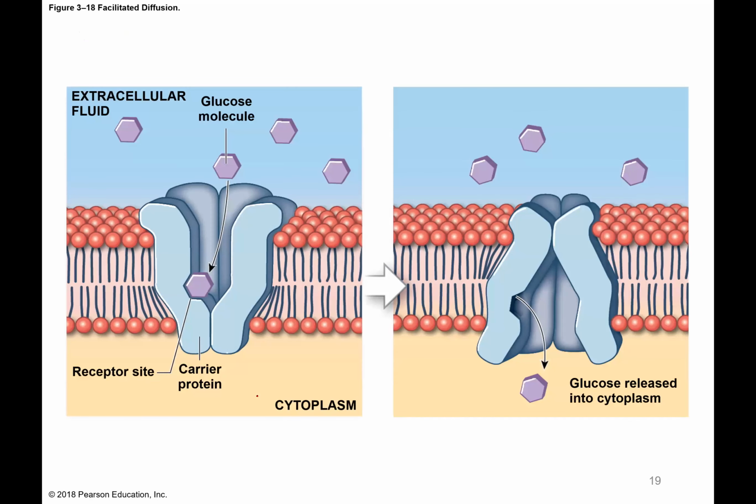So in this example, we're looking at glucose. We have an integral protein, a carrier protein. The glucose binds to a receptor site. The fit is important, so that's how you determine it's actually the right molecule and the right integral protein. When it binds, it causes the protein to change shape, which basically allows that glucose molecule to enter the cell. This is passive. No ATP.